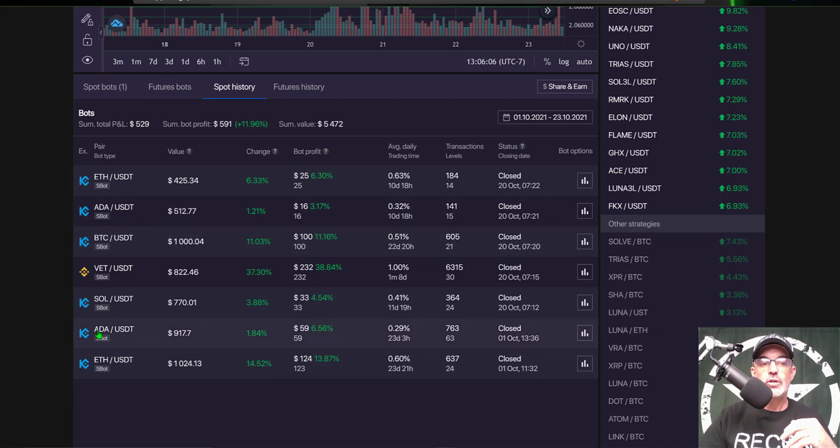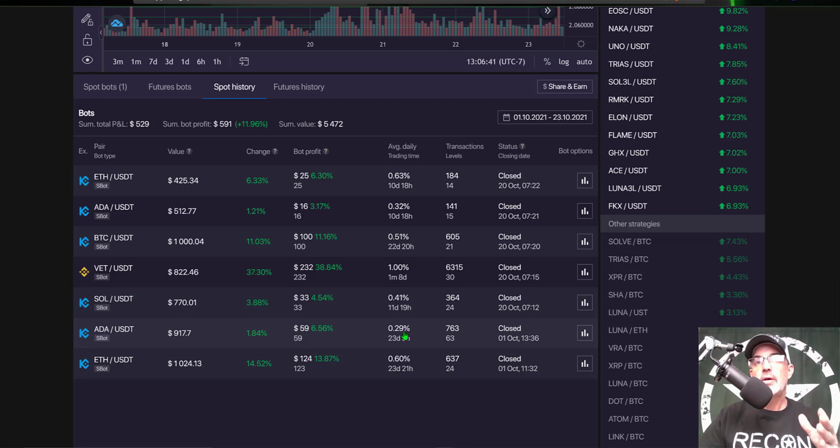And you can see I deploy a lot of ADA bots. This one down here, I closed at the beginning of October. Again, it was underperforming and it had pulled back. You can see bot profit was almost 7%, and I only ended up capturing about 2%.